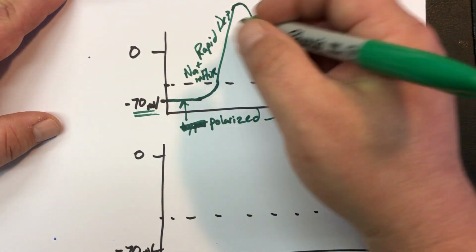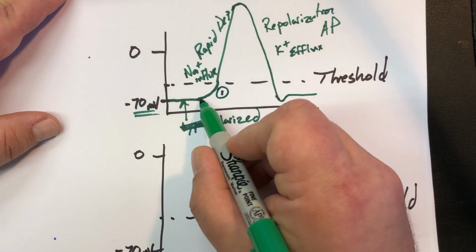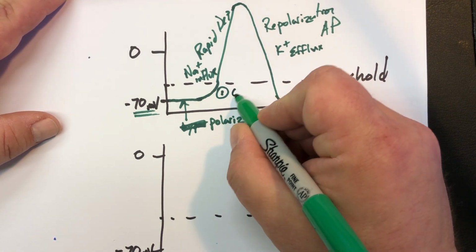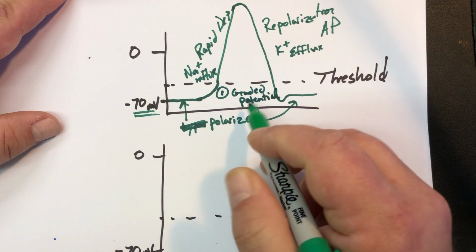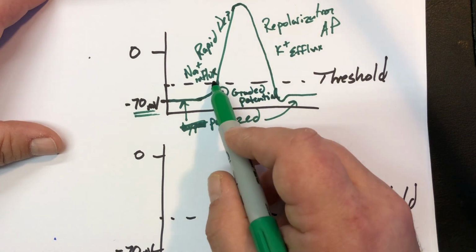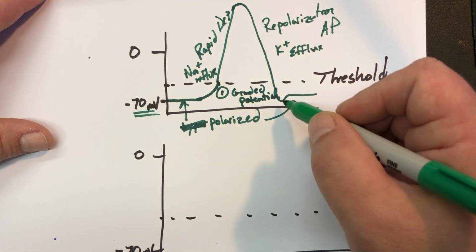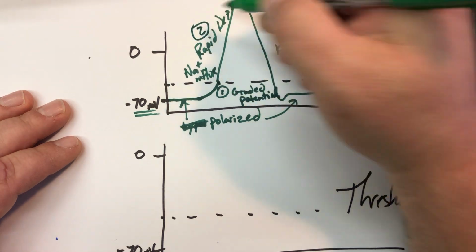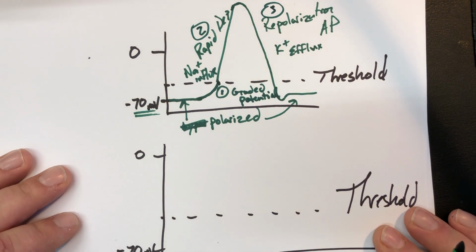Now, if we have this initial phase right here where we have to get to threshold, the way we get there in a normal neuron is where you'd see a graded potential. So some sort of stimulation of chemically gated channels or mechanically gated channels. But once we get to threshold, we have sodium influx, depolarization, potassium efflux, repolarization, and then we're back to normal. Okay? So phase 2, depolarization, sodium influx. Phase 3, repolarization, potassium efflux.